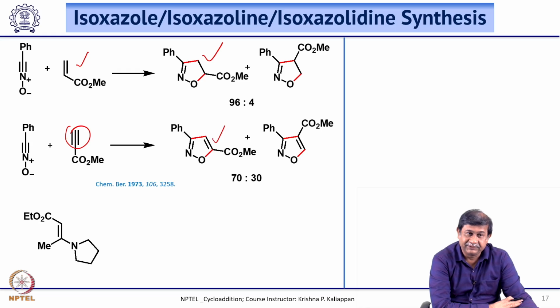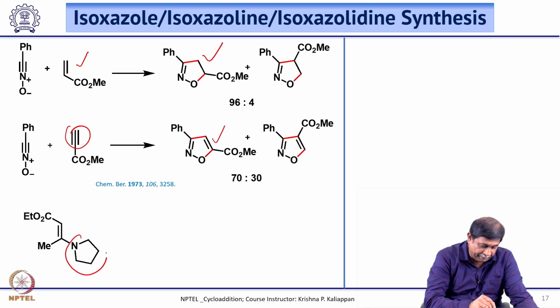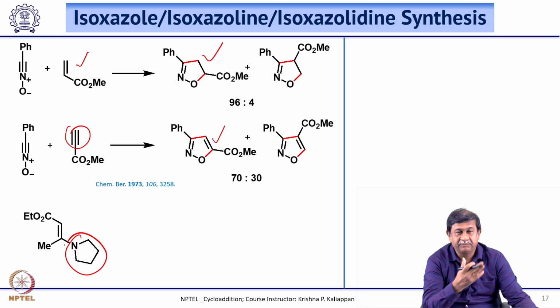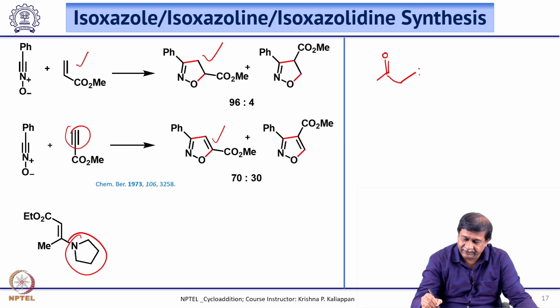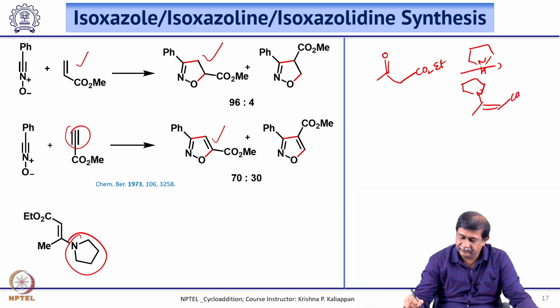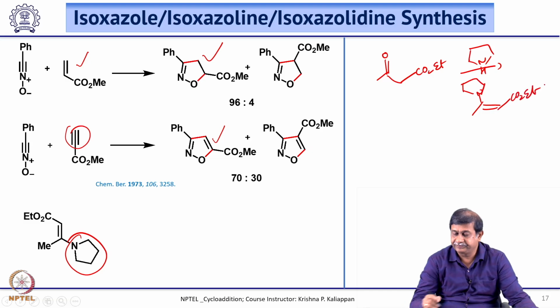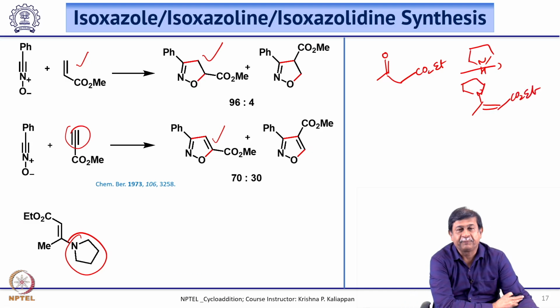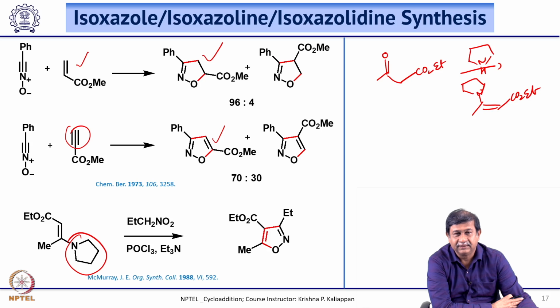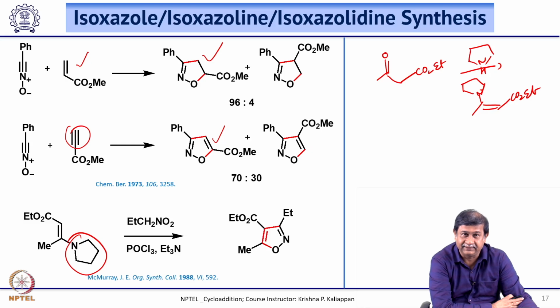Here is an interesting example. You can see you have a pyrrolidine, so this is nothing but an enamine. So if you have ethyl acetoacetate and then treat with proline, it can form the corresponding enamine. Okay. So this enamine, if you treat with nitropropane in the presence of POCl3 and triethylamine.